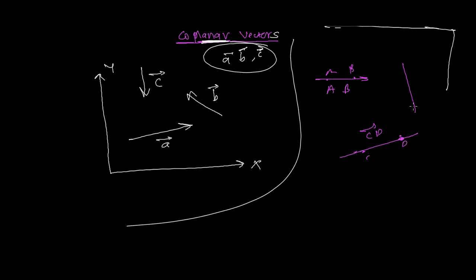So let's take another, this is point P, this is point Q. So these are all together in a plane. So these vectors are called coplanar because they are all in a plane.